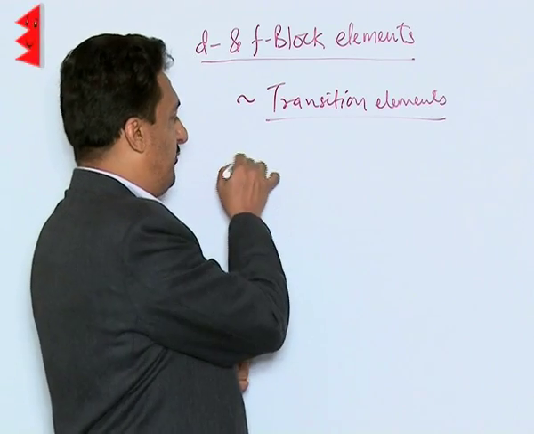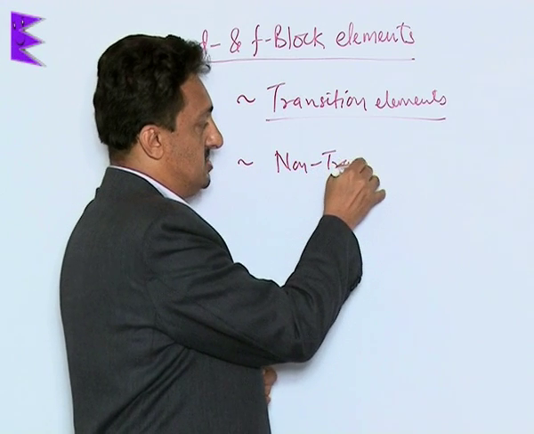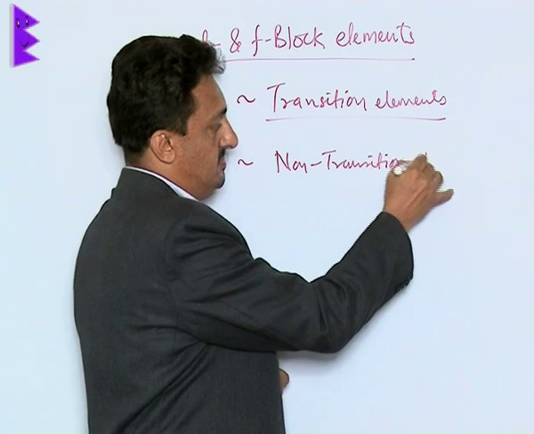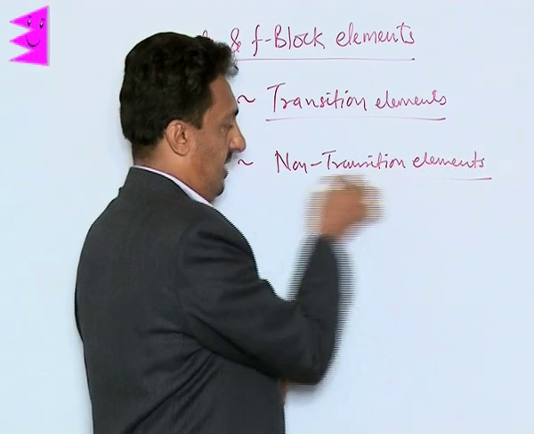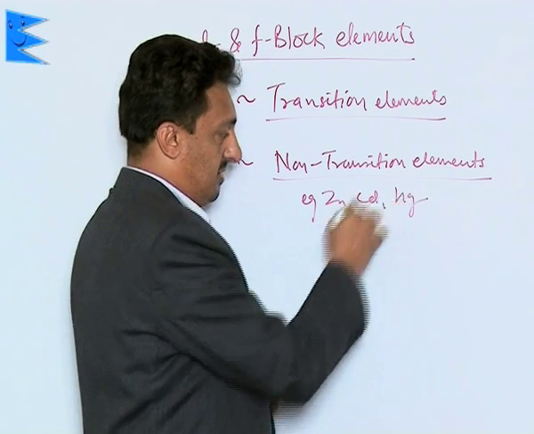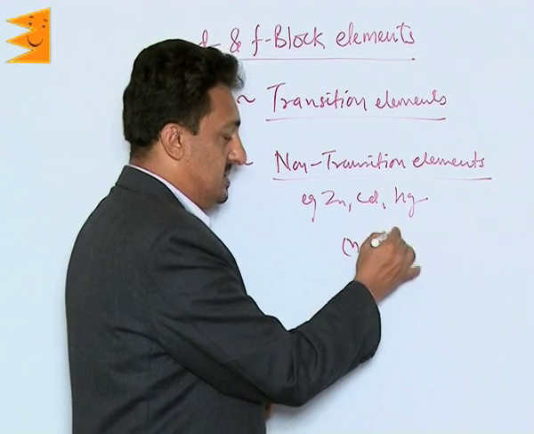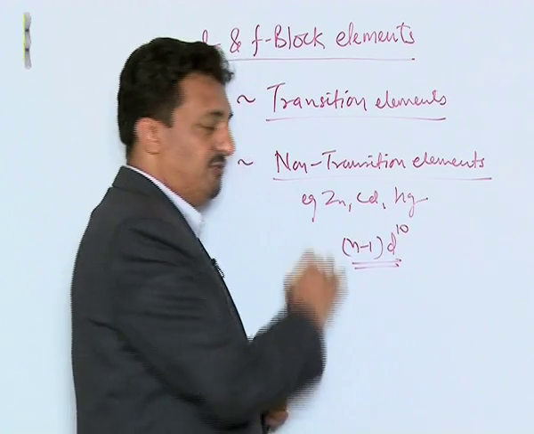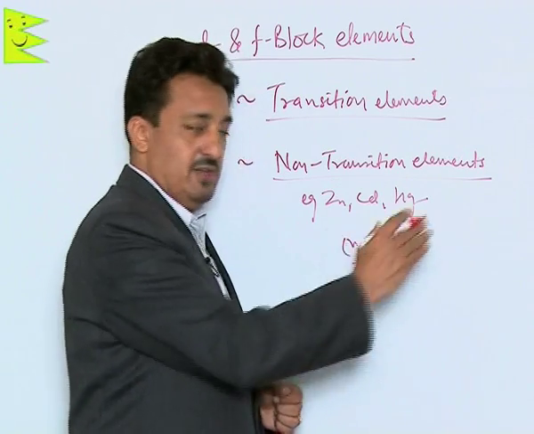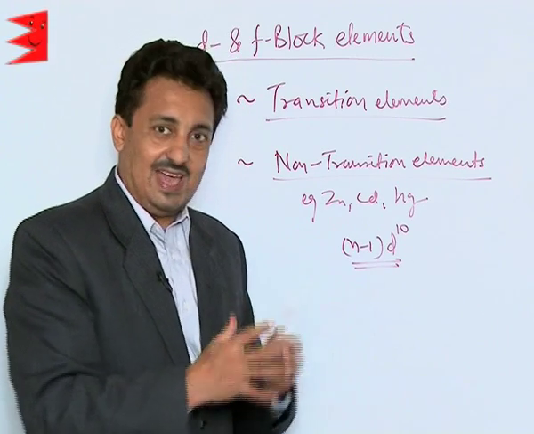But remember, a few of the D block elements are regarded as non-transition elements. Example, zinc, cadmium and mercury. The reason is because their n-1 d subshells are completely filled. So the d electrons are not available in these elements for reactions, so they don't show any d orbital characters.